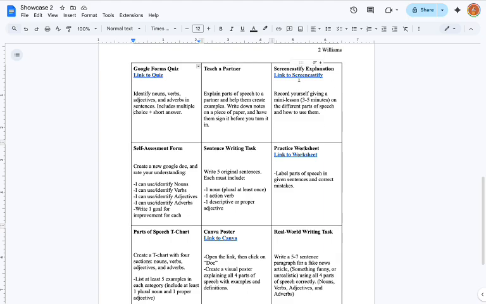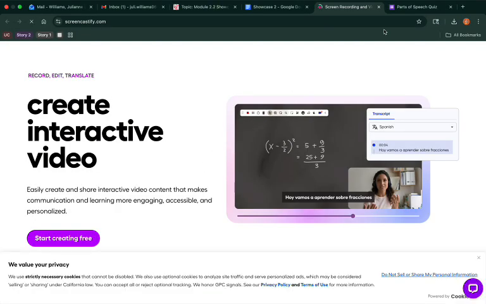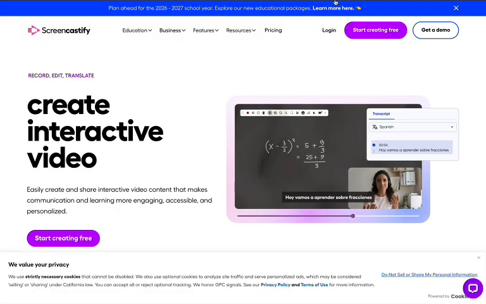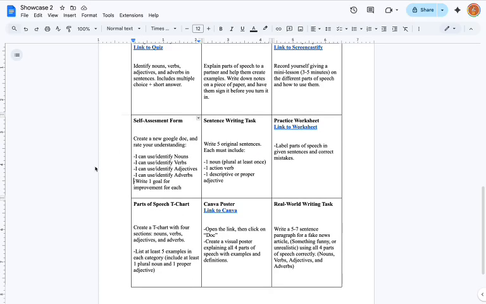Then another choice is the Screencastify explanation. They will record themselves giving a mini lesson for 3 to 5 minutes on the different parts of speech and how to use them. And I also attached a link to Screencastify so that they have the correct website. Next, we have a self-assessment form. So they will create a new Google Doc, and they are going to rate their understanding on using and identifying nouns, verbs, adjectives, and adverbs, and then they will also write 1 goal for improvement for each.